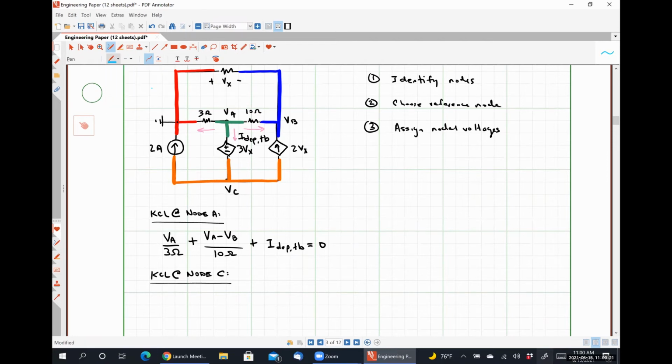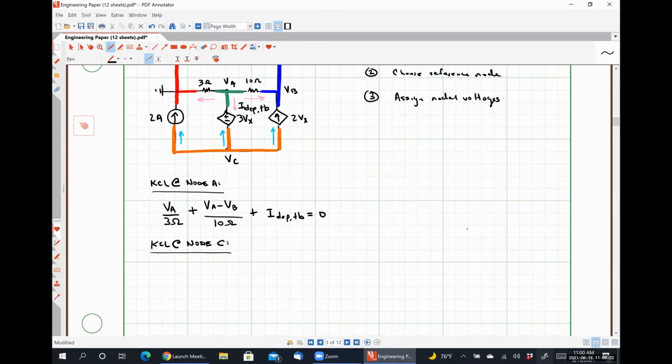Where I'm going to have this current flowing up, this current flowing up, and this current flowing up. So my leftmost current flowing up, the one flowing through the independent current source, is obviously 2 amps. The one on the right flowing through the dependent current source is obviously 2Vx. But the one in the middle flowing through the dependent voltage source, again, I cannot describe it in terms of my nodal voltages. So I'm going to call this guy I dependent BT. So it's flowing from the bottom to the top. And set this equal to 0.